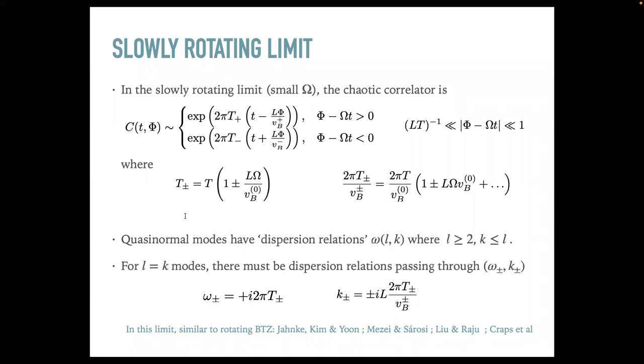So VB not here is some function of temperature. This is the butterfly velocity of the non-rotating black hole. And then as the black hole rotates, this functional form changes, it's more complicated. Now there's a T plus and a T minus, and now there's two butterfly velocities. There's one corresponding to how exactly your operators are shifted. But this is only in the slowly rotating limit.